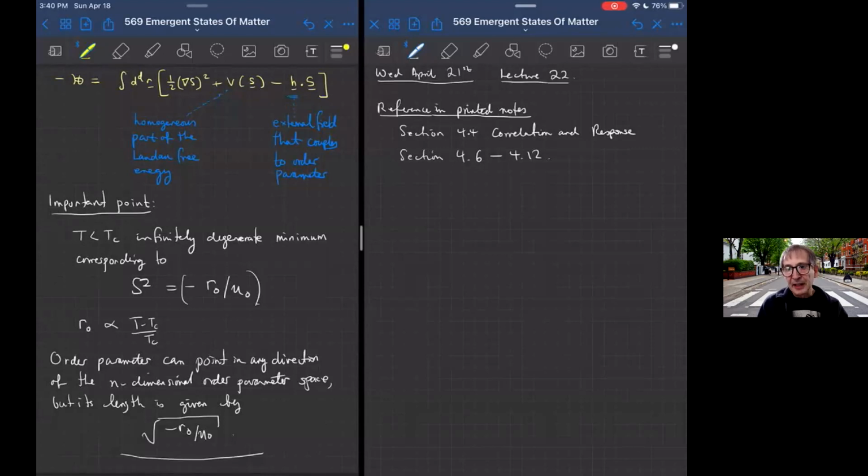Hello there, this is lecture 22 in Emergent States of Matter, and today we're going to be talking about response correlations and broken symmetries in systems with continuous symmetries. So just to orient you, in the printed lecture notes, we're going to start off today by talking about section 4.4, which is on correlation and response. And it applies to both discrete and continuous symmetries.